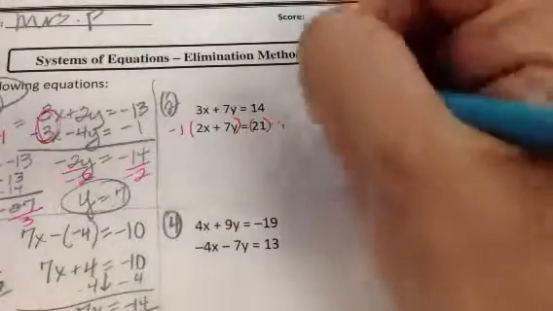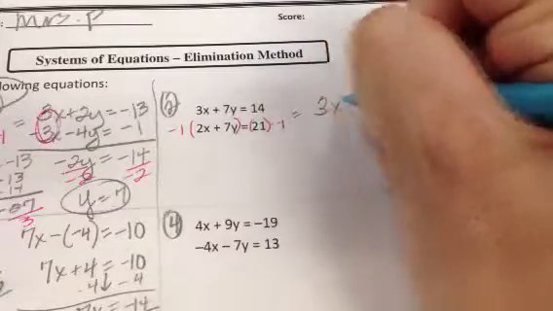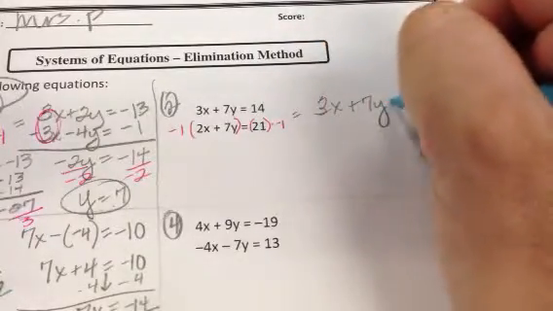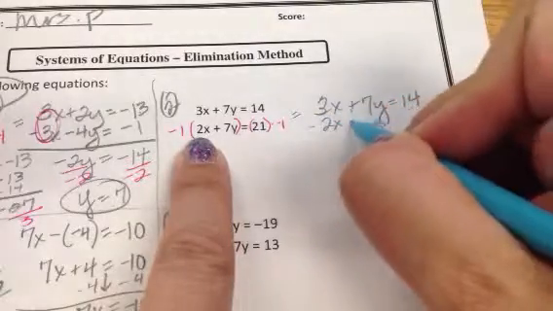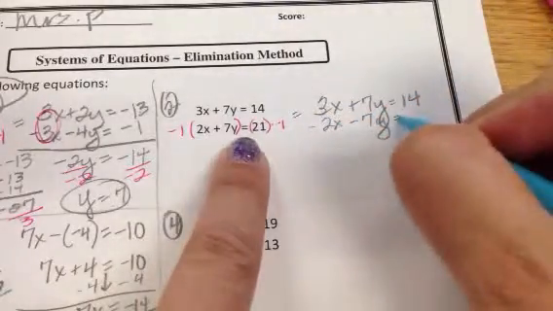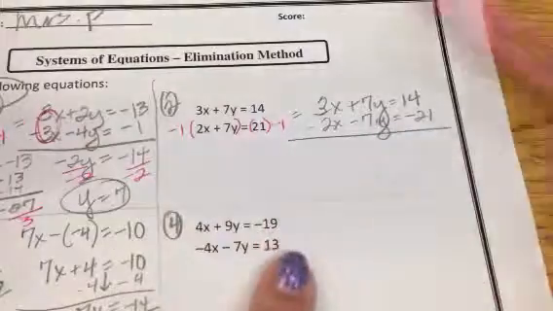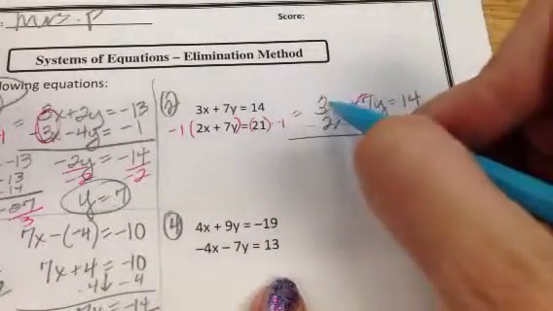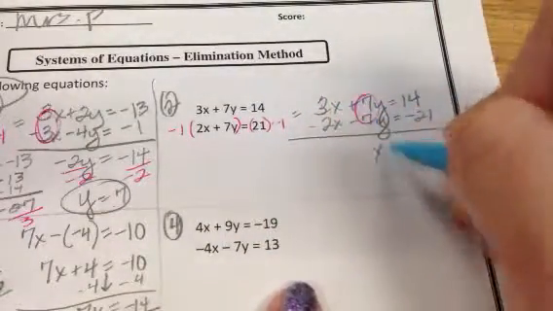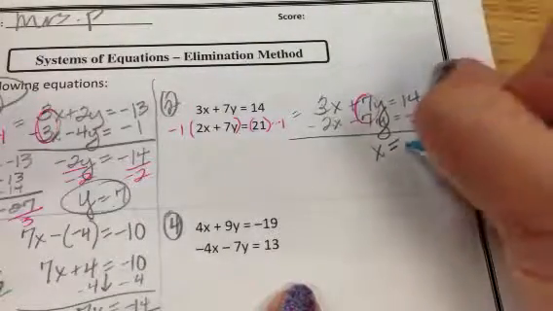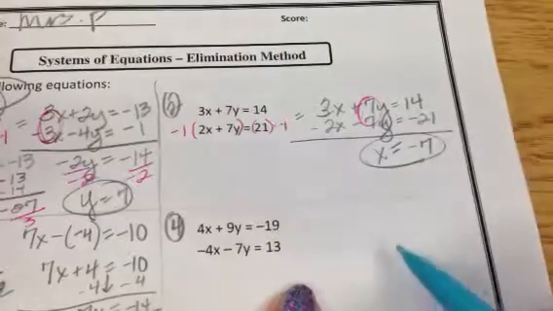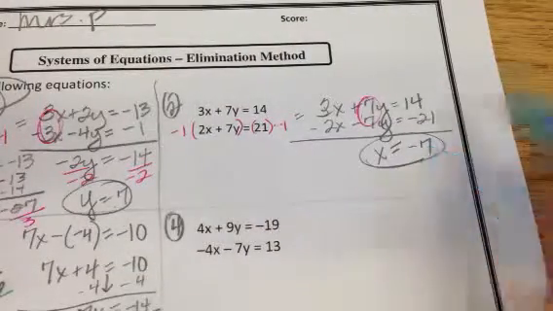And I'm going to rewrite this system. 3x plus 7y equals 14. And negative 2x minus 7y equals negative 21. When I combine down, the y's go away. 3x minus 2x gives me just x. Fantastic. 14 minus 21 is going to leave me with a negative 7. So x equals negative 7, a single step in solving for x.